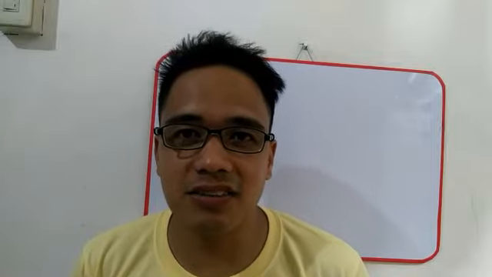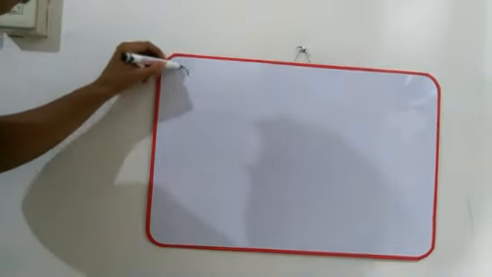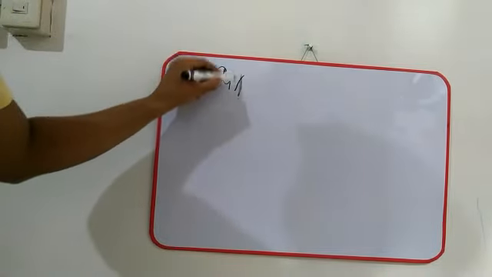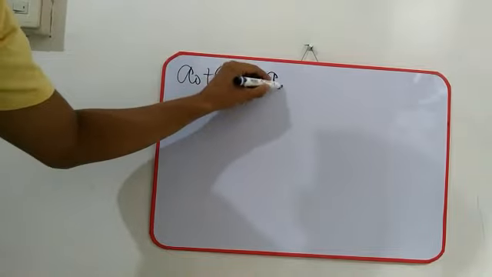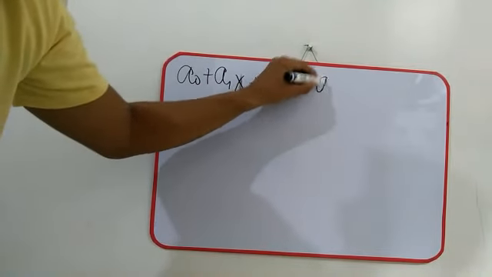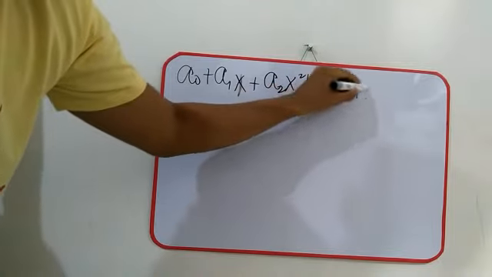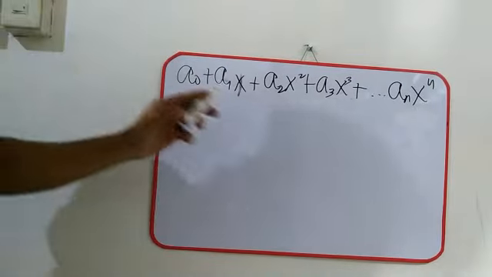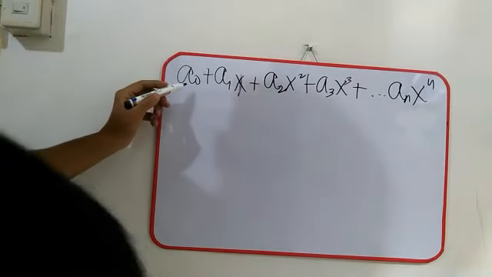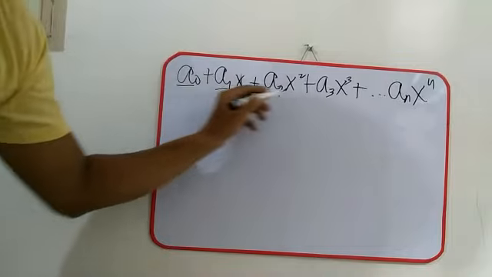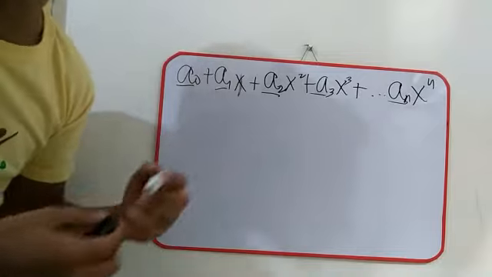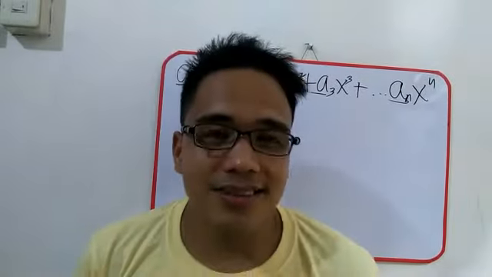Let us first define what a polynomial is. A polynomial is an expression of the form a sub 0 plus a sub 1 x plus a sub 2 x squared plus a sub 3 x cubed plus ellipsis up to a sub n x raised to n, where n is a whole number and the coefficients a sub 0, a sub 1, a sub 2, a sub 3, a sub n must be constant. So that is a polynomial. Okay? Let us now start.